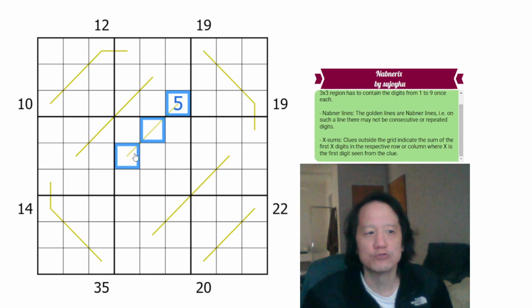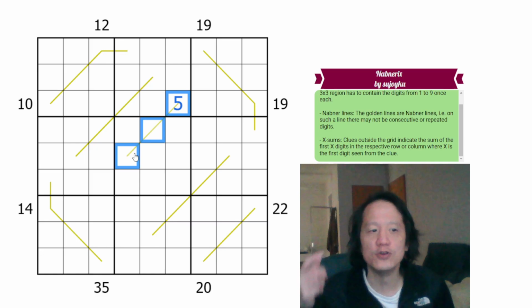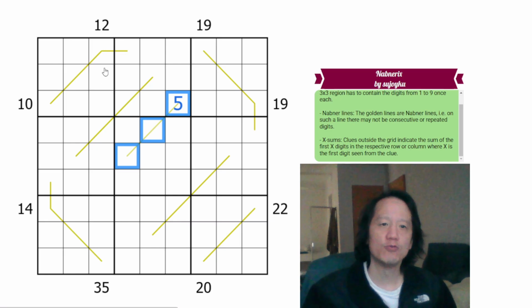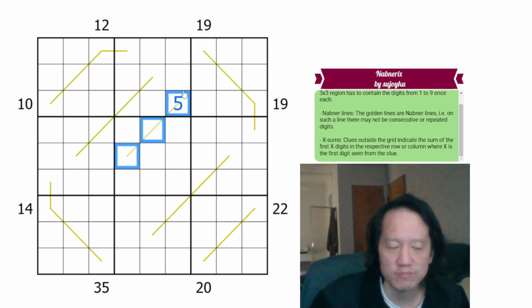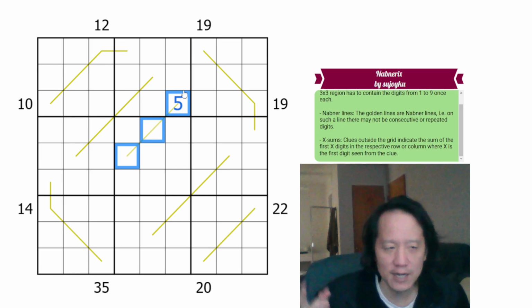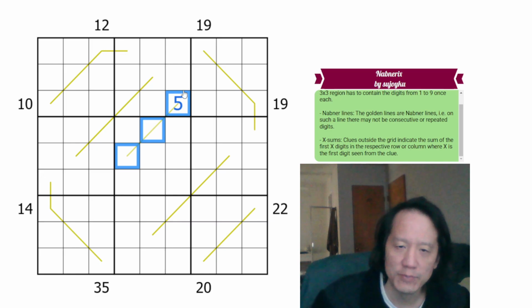And Nabner is just Renban spelled backwards. So if you know what a Renban line is, the digits on a Renban line must be consecutive. So Nabner is the opposite of that. Digits cannot be consecutive on a Nabner line. So that's the Nabner line rules.